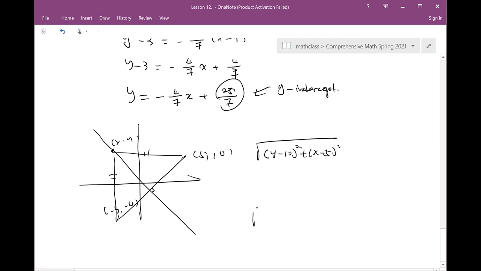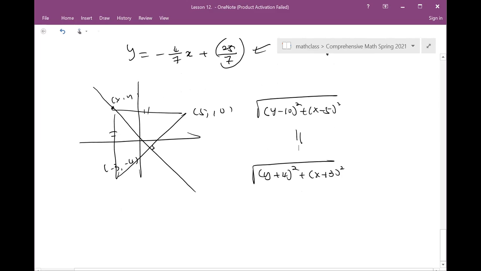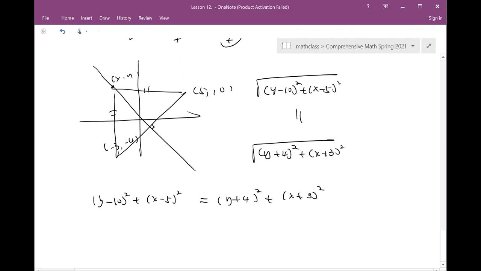Another one, the distance is going to be y minus -4, so y plus 4, and x minus -3 is x plus 3. So that must be equal. Well, that looks complicated, right? But it's okay. We square it. y minus 10 squared, x minus 5 squared, right? And here y plus 4 squared and x plus 3 squared.